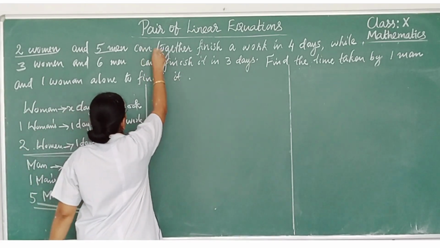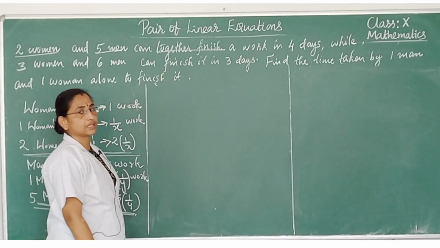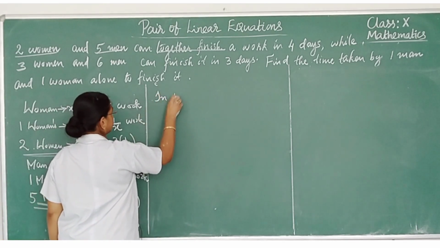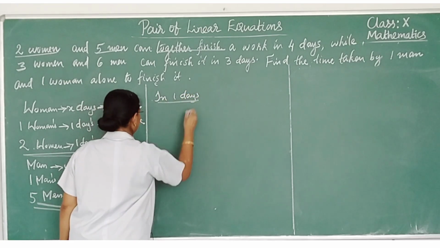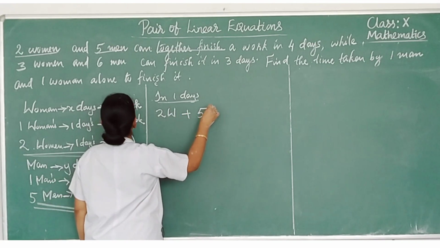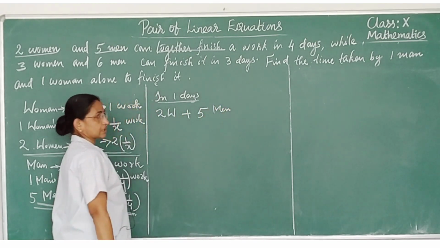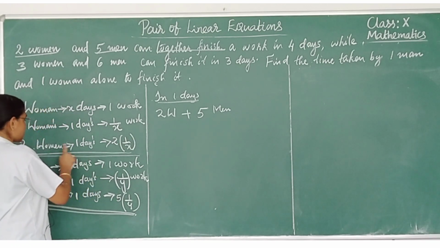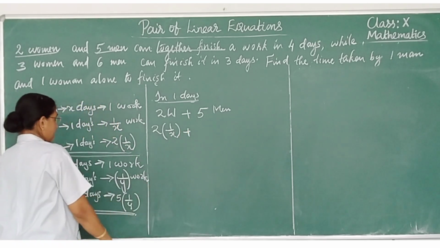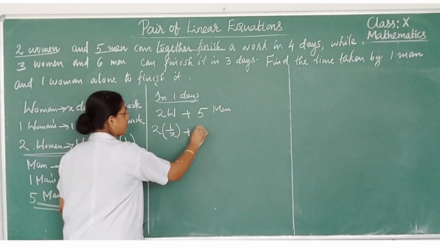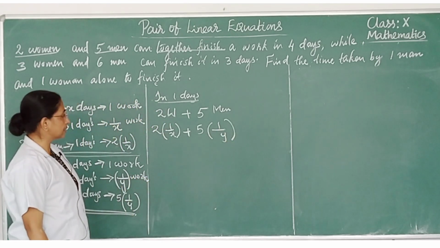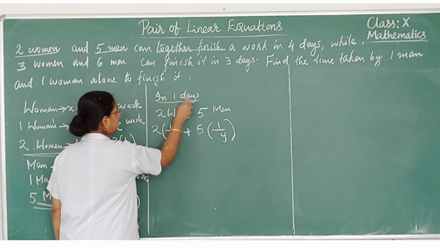In the question, you are given the condition that together they finish the work. So they are working together. Working together means that in one day, 2 women and 5 men work together. 2 women's 1 day's work is 2 into 1 by x plus 5 men's 1 day's work is 5 into 1 by y. Now, this is for 1 day's work.